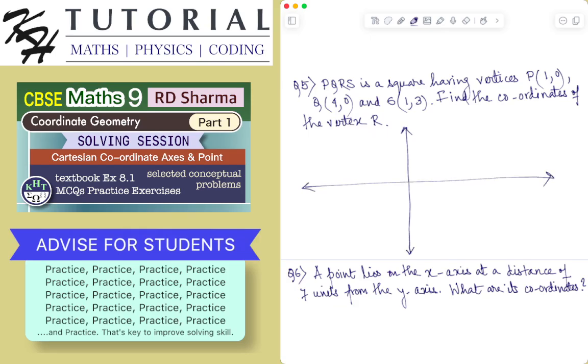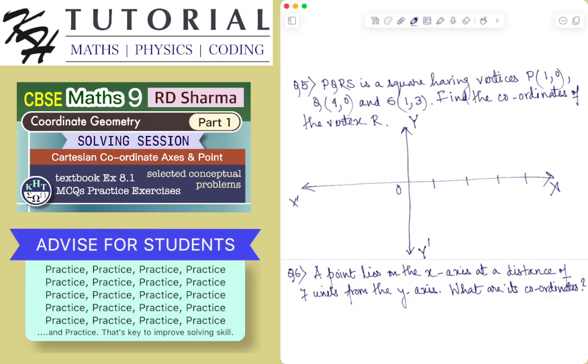So this is x dash, O origin x, this is y, and this is y dash. So let's plot the points P, Q, S. P is (1, 0). Q is (4, 0), and let's approximately do some division marking. So let's say this is at a distance of 1 unit from the origin, 2, 3, 4.